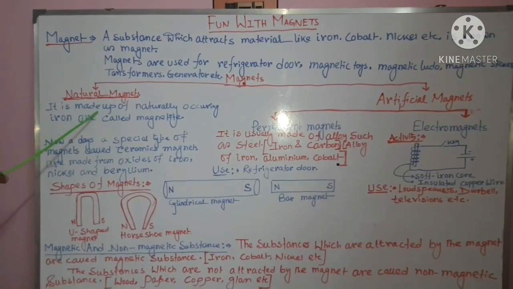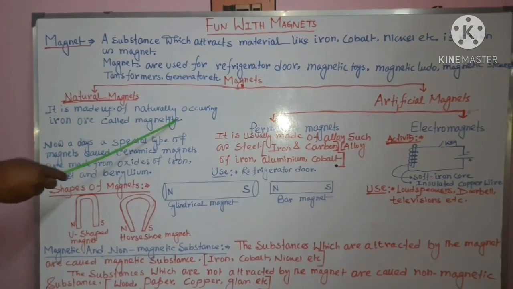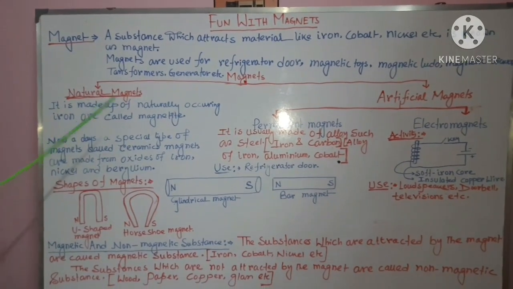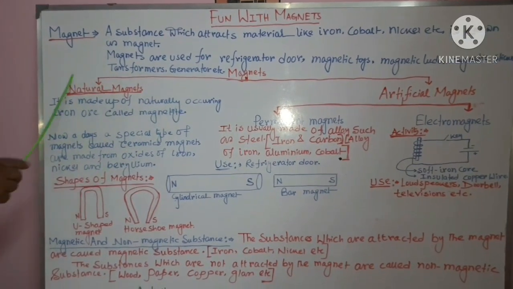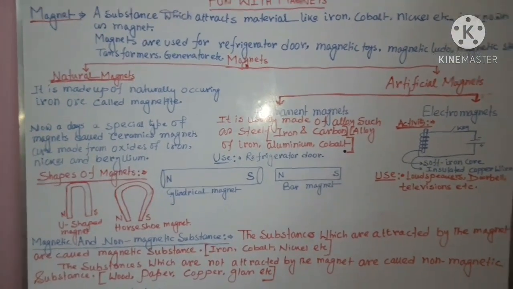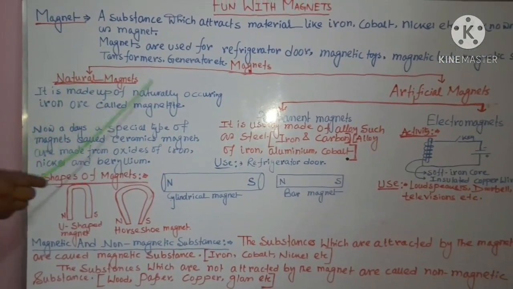Now see the board. It is made up of naturally occurring iron ore called magnetite. Therefore, you can say magnetite is the source of natural magnet, which is actually an iron ore.